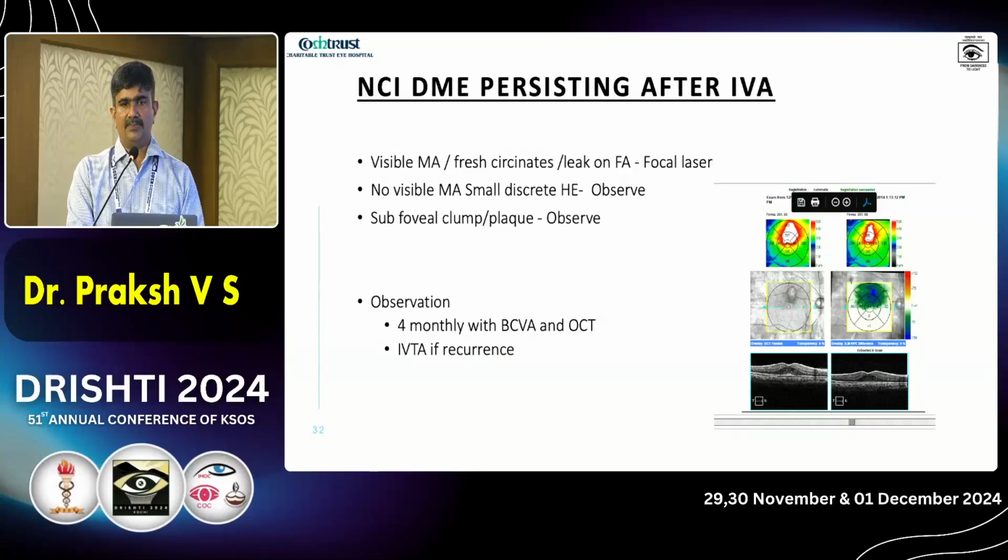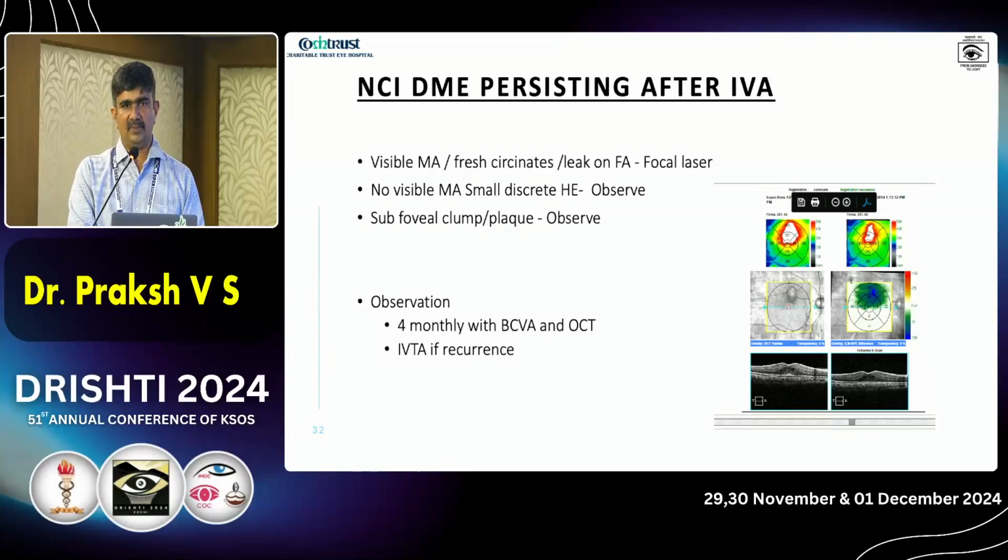And DME sometimes persists after maximum injection has been given. Then what do you do with this persistent DME? You have stopped injection, now what do you do with it? You have 2 options. If there are visible microaneurysms, or if you see fresh circinates, or you see a leak on FFA, then you can treat those lesions with focal laser, which might prevent the recurrence of macular edema.